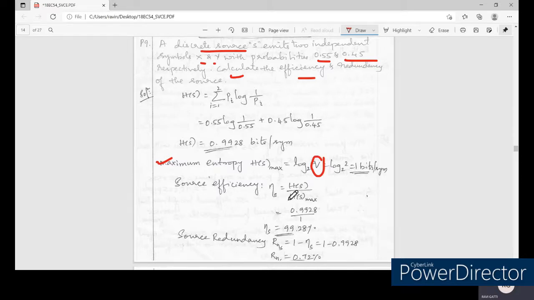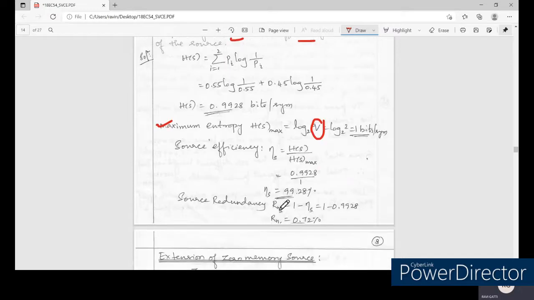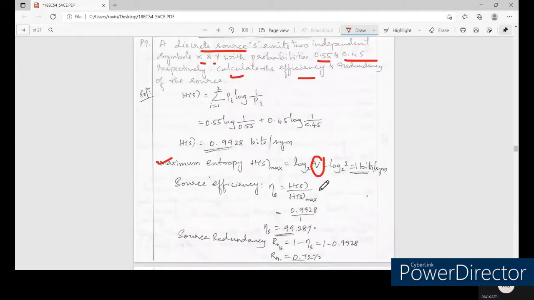So the source efficiency is nothing but H of S divided by H of S max. If you substitute that, you'll be getting efficiency equal to 99.258%. Similarly, the source redundancy is nothing but 1 minus efficiency, which is 1 minus 0.9928. If you substitute, you'll be getting redundancy equal to 0.72%. So this is the solution for the given problem.